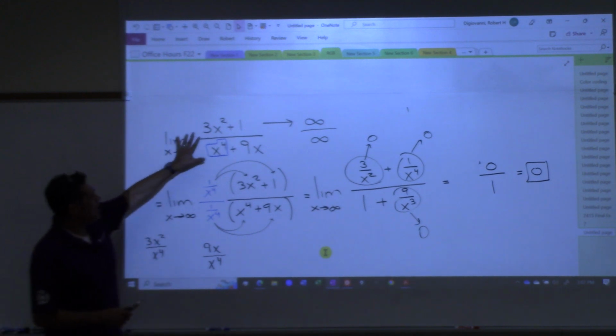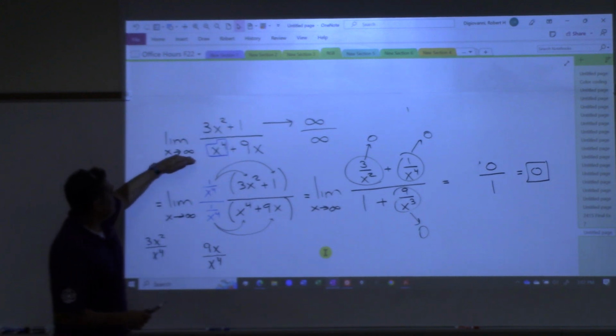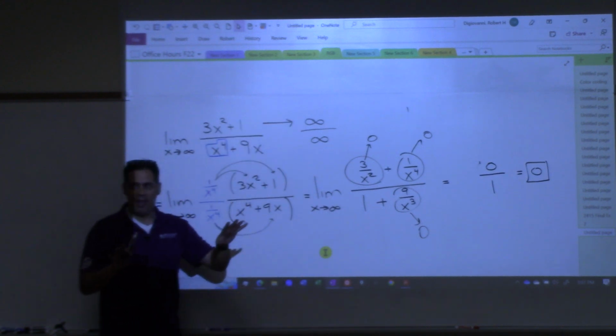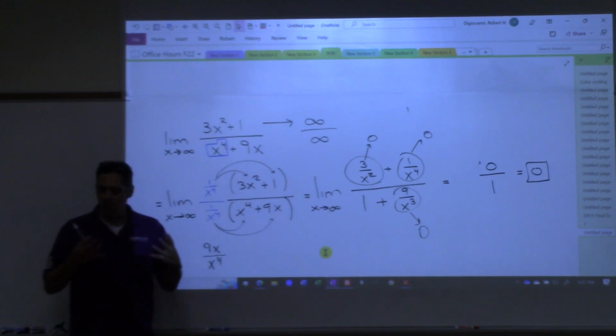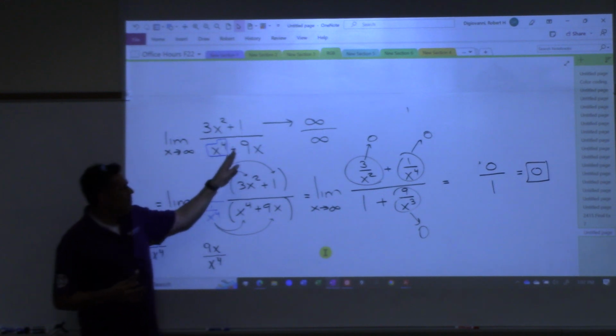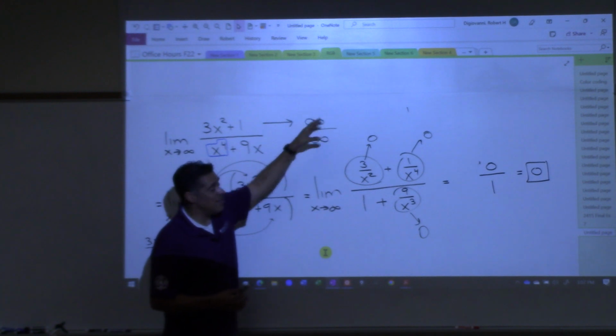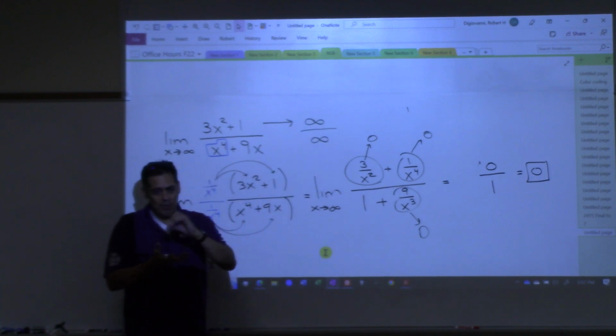So when you look at this ratio, x was going to infinity, the top was getting huge, the bottom was getting huge, but at the end of the day, the denominator was much more powerful than the numerator because of the x to the 4th. And so this got so big so fast, it basically squashed this ratio down to nothing.